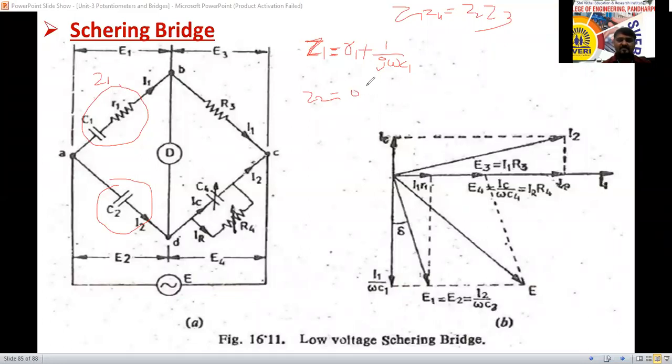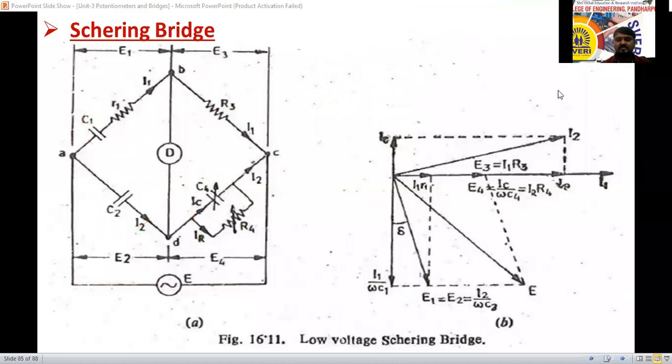0 plus 1 upon 1 upon j omega C2, j omega C2. Very good. So Z3 is equal to R3 directly. Z4 equal to, we have derived this equation for the Maxwell inductance bridge. I will not explain once again, I will go directly to the answer here.